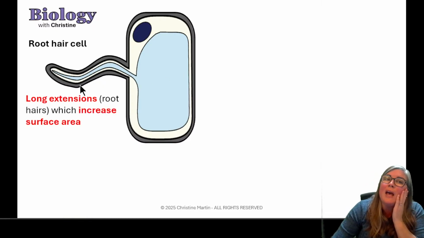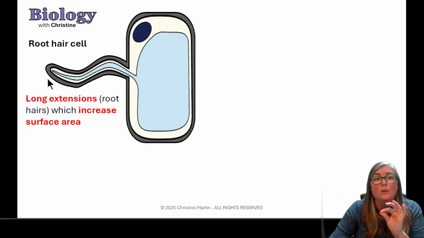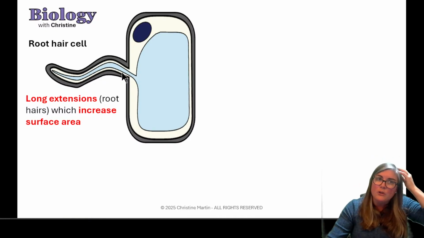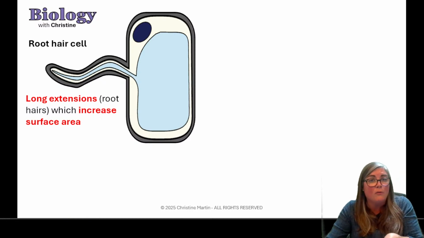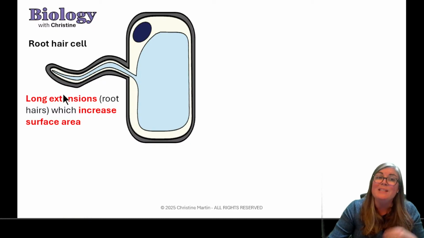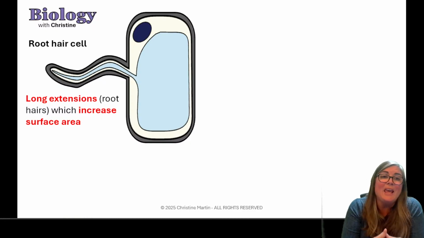And they do this through having these long extensions. So a root hair cell is a cell in the root which has this really long extension, which is why it's called a root hair cell. We're not talking about the hair on your head. We're talking about these cells which are found in the roots of plants in the ground, which are there to take up water. So by having this long extension, what it is doing is increasing the surface area, increasing the membrane at which the water can be taken into the cell.